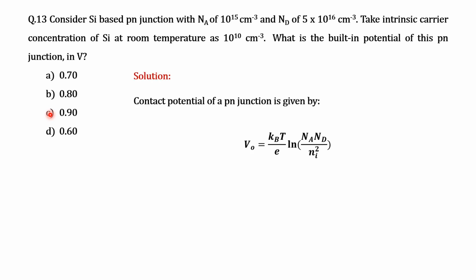In that case also, k is a constant, T is known as 300 Kelvin. In case T is not mentioned in your question, please do take it as 300 Kelvin, and e is the charge of an electron, that is also a known constant. Na and Nd are given to you, and ni square is the intrinsic carrier concentration. Therefore, upon substituting, we will get the value of V0. This is exactly similar lines as the ones we have solved earlier. So please do try this question as well.